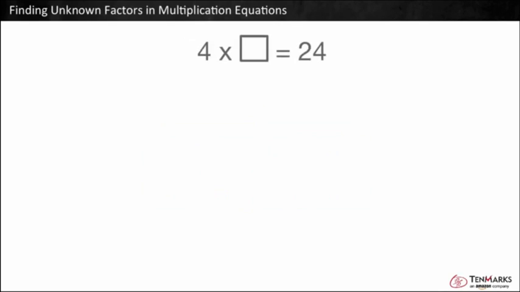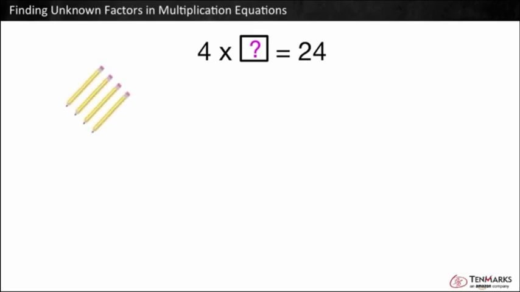We can use the same method to find the missing factor when it's the second factor missing instead of the first. Another way you can find the missing factor in a multiplication equation is using repeated addition. Let's take a look at this multiplication equation. 4 times something equals 24. We need to find the missing factor. Multiplication is the same as adding equal groups. 24 is the total. 24 is equal to how many groups of 4? To find out, we can keep adding 4 until we get a total of 24.